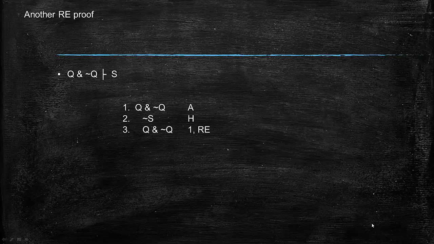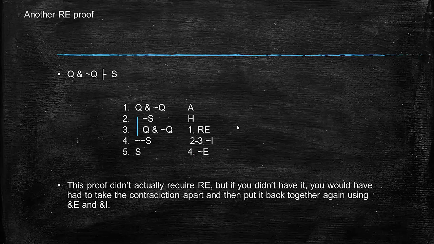What would you have done without it? Well, you would have had to go through some kind of silly steps, right? You would have to break apart Q and not Q and then put it back together. So you don't have to do that using the repeat rule. This allows you to infer the negation of the hypothesis, and then finally S by 4 and negation elimination, right? Okay, so that's 3 rules under our belt. Again, all 3 fairly straightforward, intuitive rules, easy to memorize, I think.